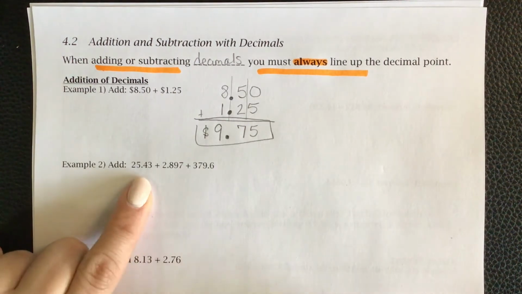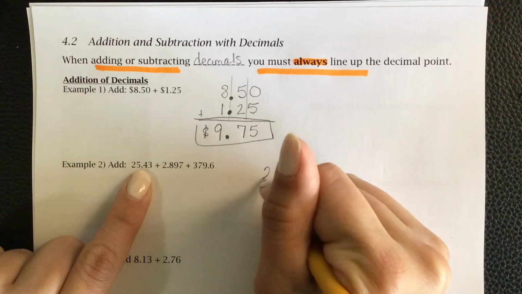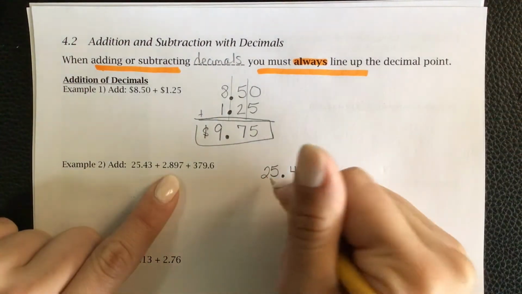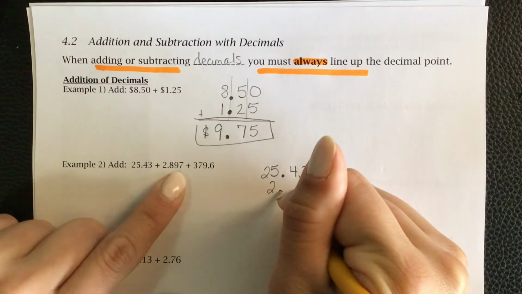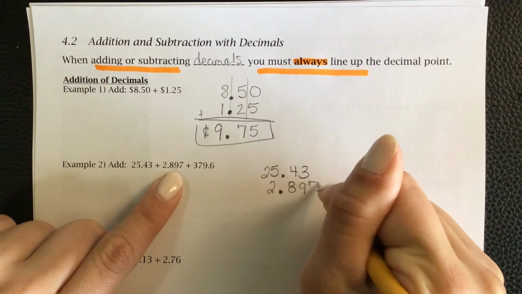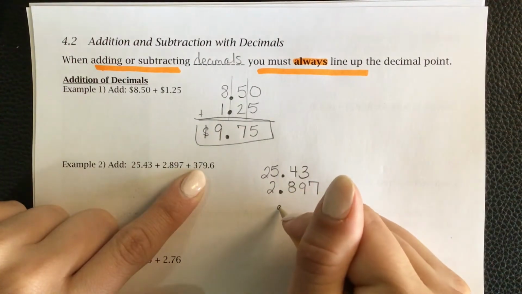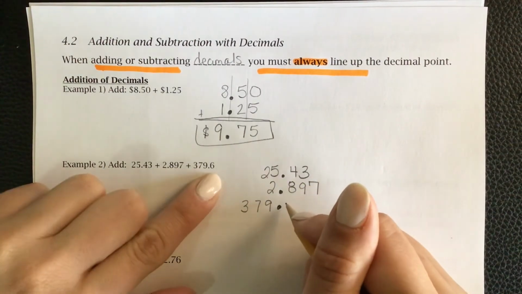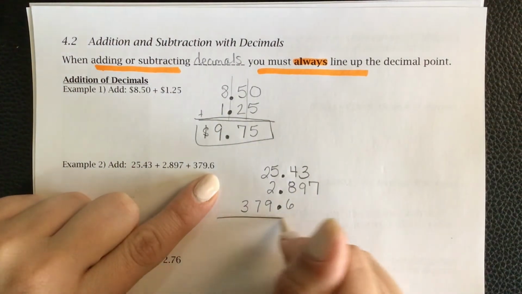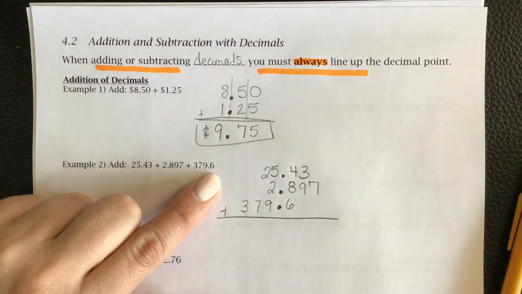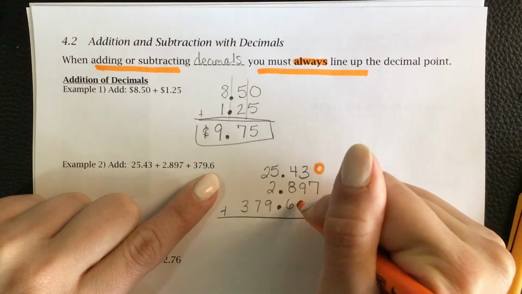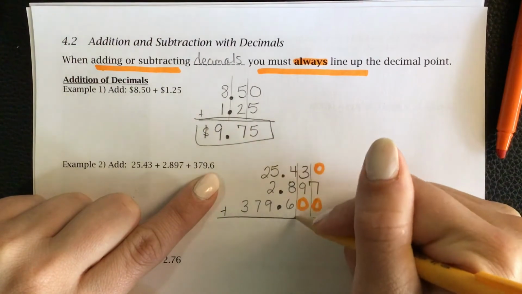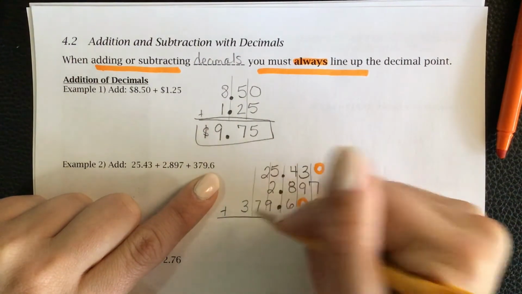Let's look at example 2. Example 2 has 25 decimal point 43 hundredths, plus 2 decimal point, there's your decimal point, 897 thousandths. And then the decimal point is important because we have 379.973, and then 6/10. And we're going to add those together. Now it's important that you line them up because anywhere there's a blank is really a 0. So let's check our columns to see if we have them. There's 1, 2, decimal point. So you should see your columns.